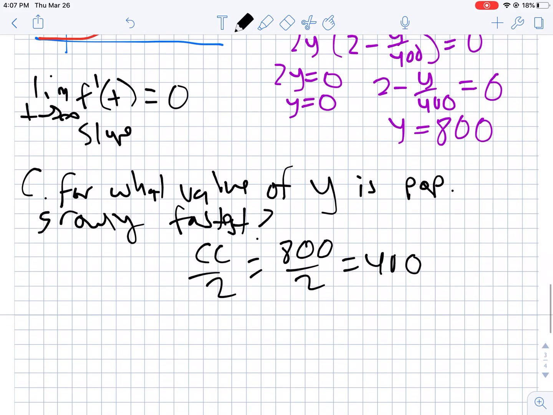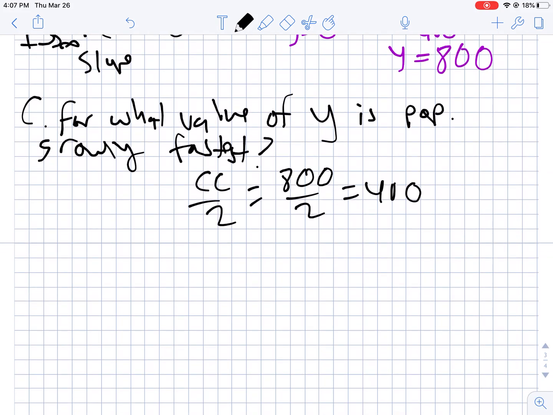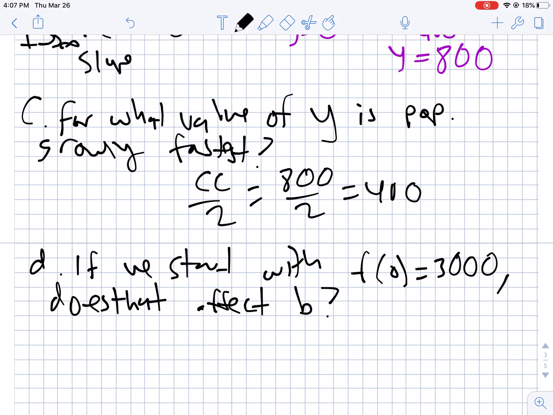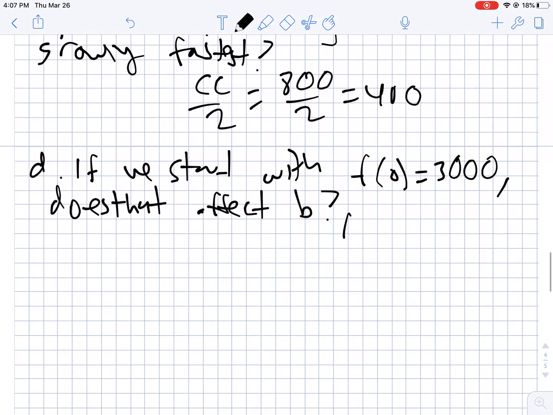And then the other question I wanted us to think about is, if we start with f of 0 equals, I don't know, like 3,000, does that affect part B? So does it affect the long-term limit? And the answer there is no.